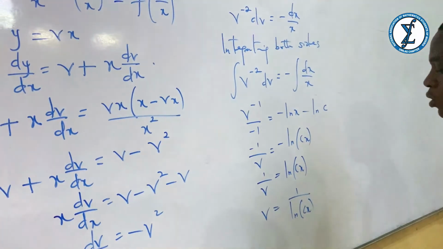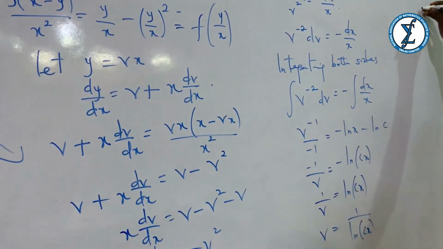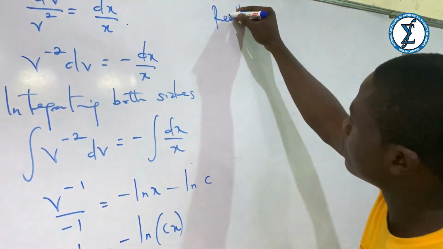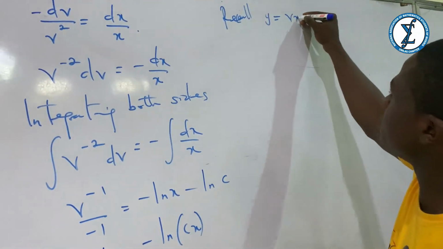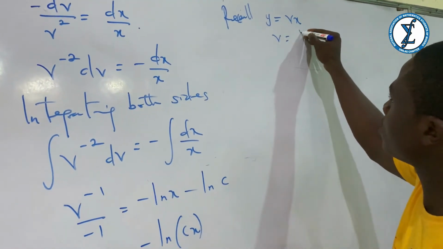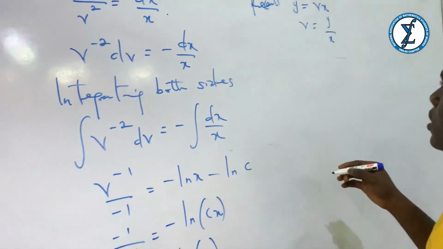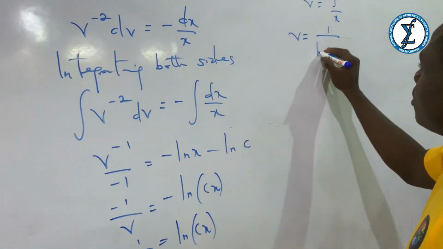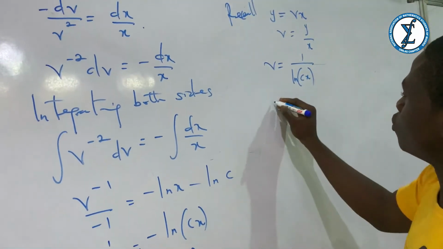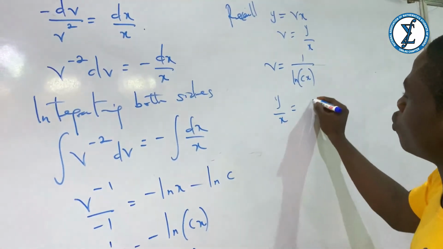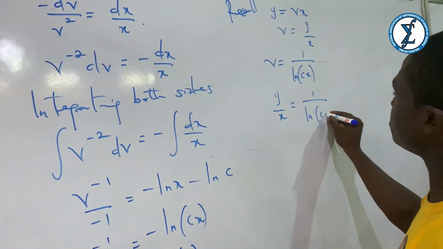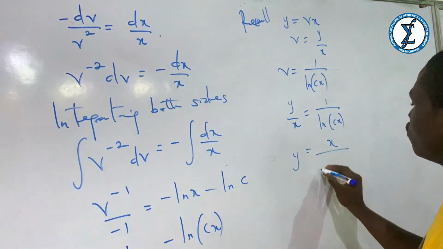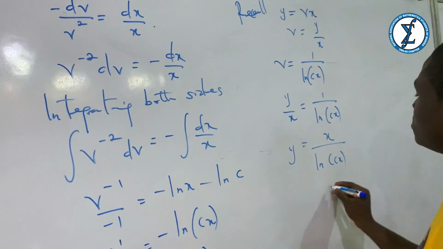Now recall that we said y equal to v times x, so our v will be y over x. That means our solution v equal to 1 over ln c times x will be y over x equal to 1 over ln c times x. So your y becomes x over ln cx.